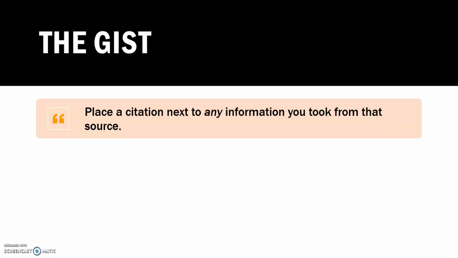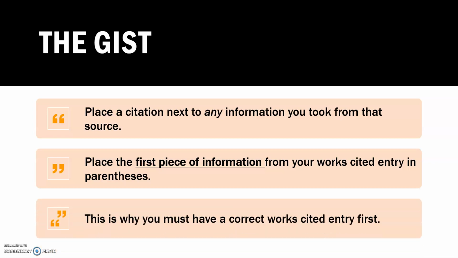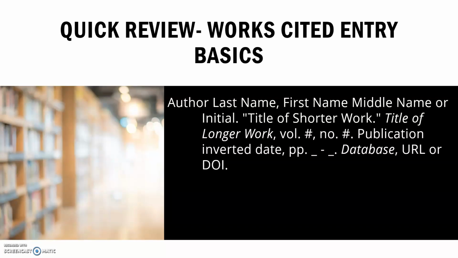So here is the gist with in-text citations. You place a citation next to any information that you took from that source. Inside that citation, you place the first piece of information from your Works Cited entry in parentheses. More on that in a moment. Because you are placing the first piece of information, this is why it is important that you have a correct Works Cited entry first before you go back into the in-text citations.